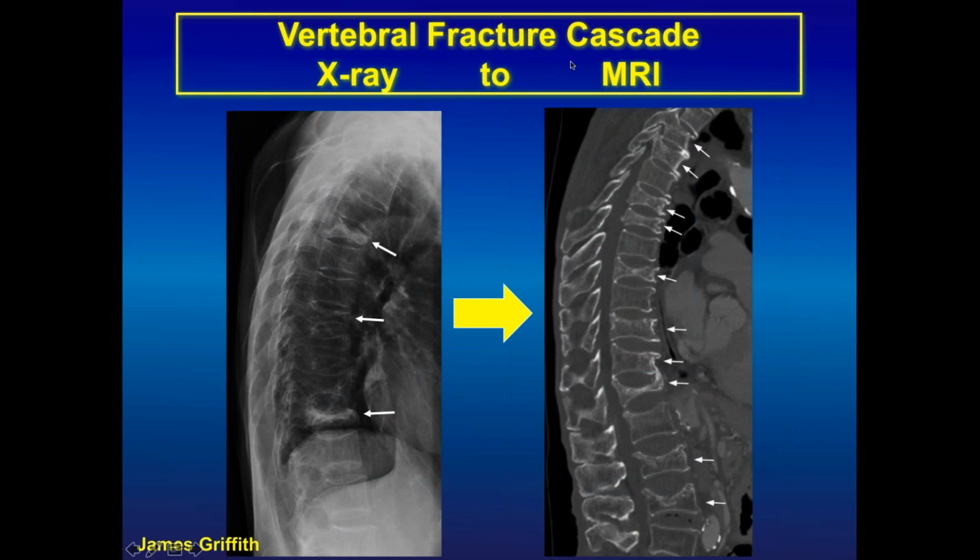And here we can see a demonstration of the vertebral fracture cascade going from a radiograph here to some years later, multiple multi-level fractures and involving almost the entire spine. But again, notice that some vertebrae are quite fractured, others are less involved or uninvolved entirely.